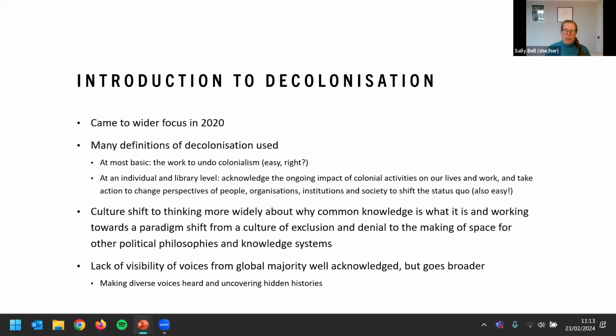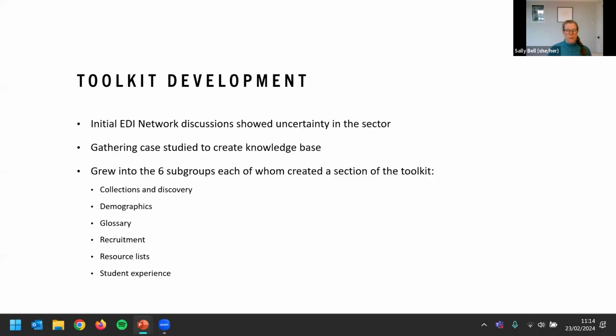It is really about equality, diversity and inclusion work. And while there is a certain focus, especially I think in libraries and in the UK, around the sort of racial element, it goes a lot deeper and a lot broader than that. And we recognise that within the EDI network.